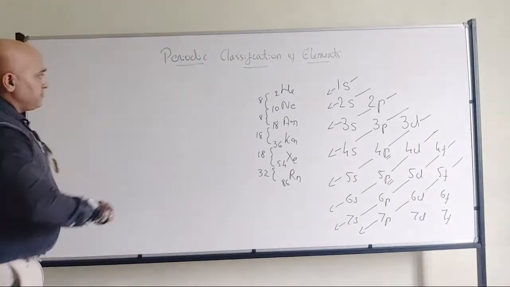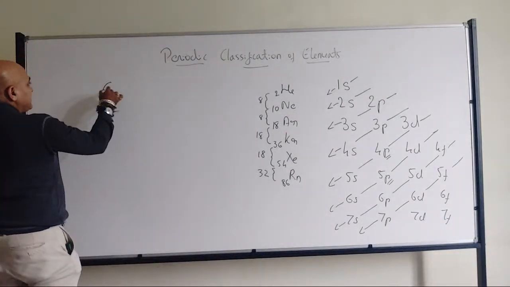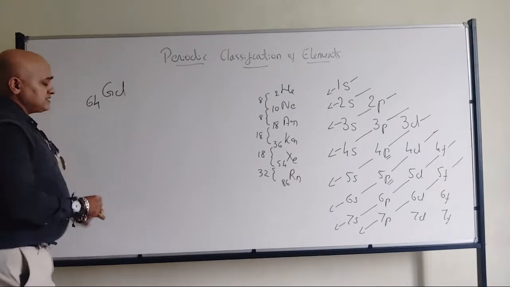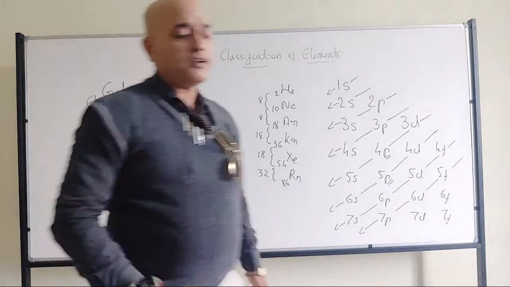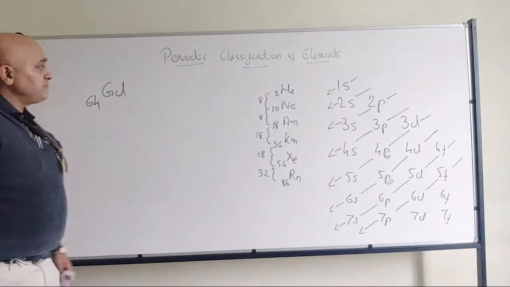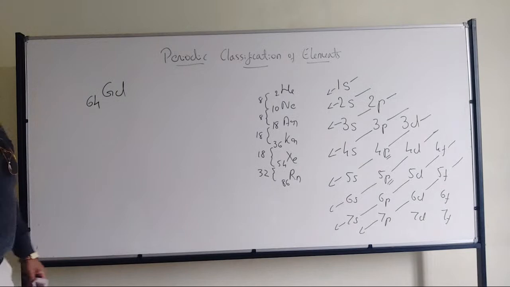See, for example, I have gadolinium, that is Gd, which is having atomic number 64. Can you write the electronic configuration which is having atomic number 64?